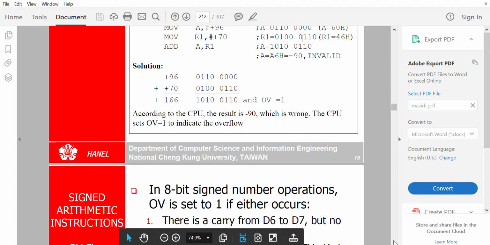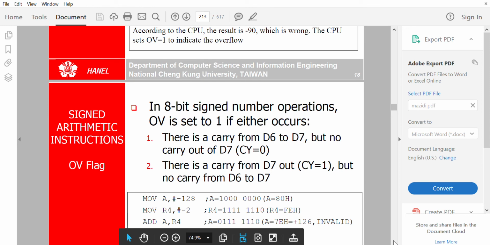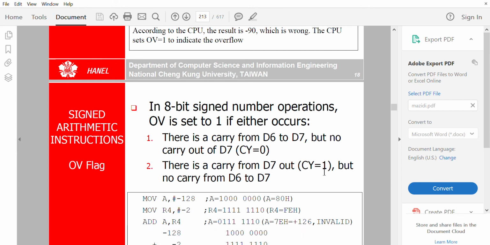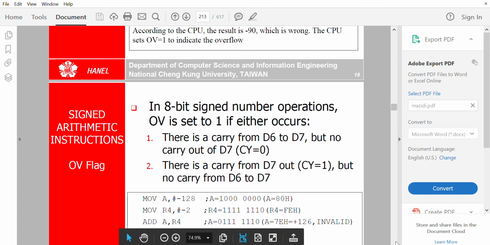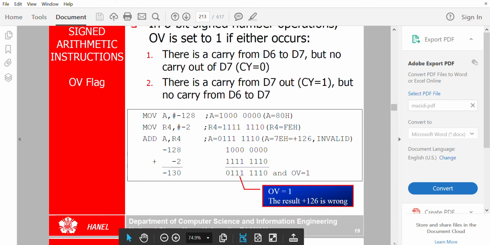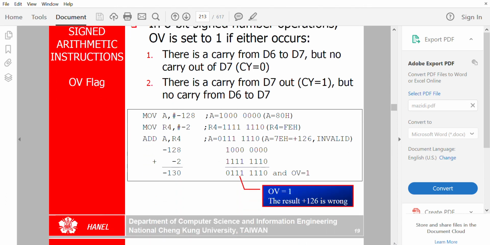That is one case. Second case is if there is a carry from D7, that is Cy is equal to 1, but no carry from D6 to D7. First case is if there is a carry out from D6 to D7 but no final carry out. And second case is when there is a carry out from D7 but no carry from D6 to D7. In both these cases, the overflow flag will be set to 1. So these are all in the case of signed numbers.